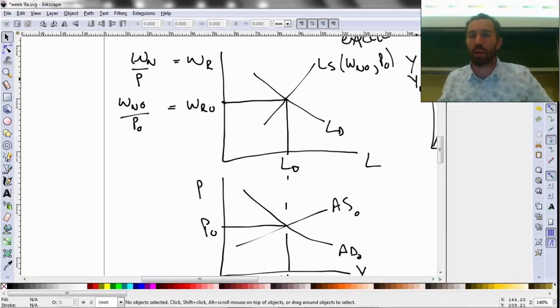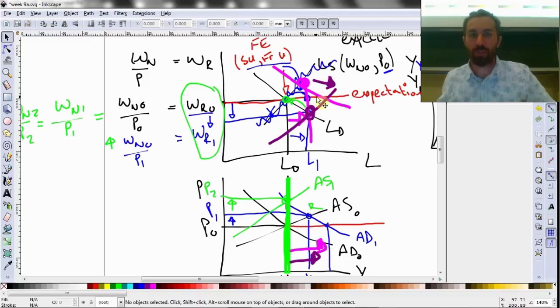Now when I add this other layer, it's going to get a bit messy, but remember what happens with the blue lines, right? How do we move upwards along the aggregate supply curve? By moving down the labor demand curve without any change in labor supply, and we move away from that point of equilibrium, right?